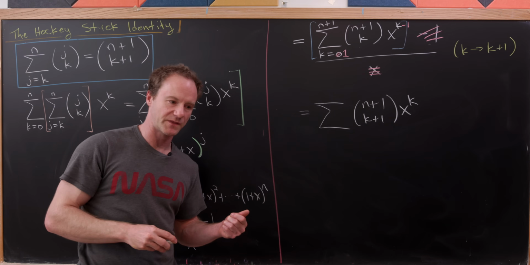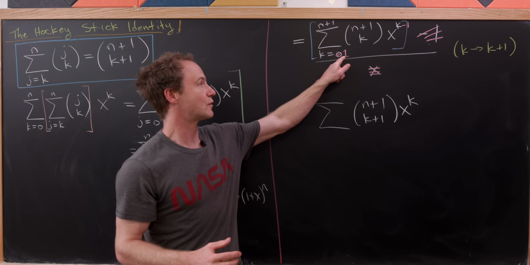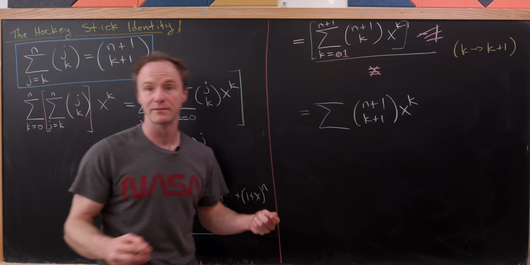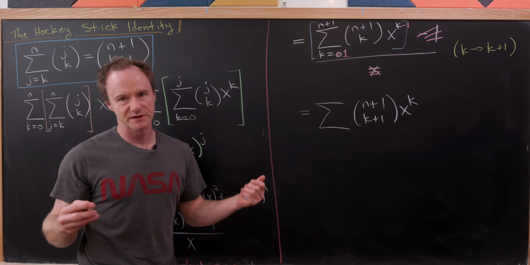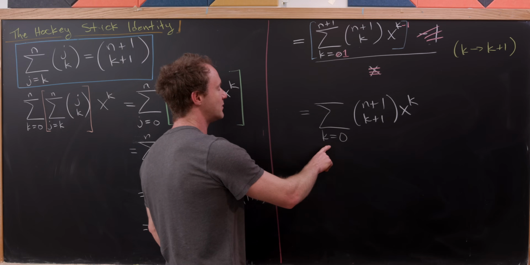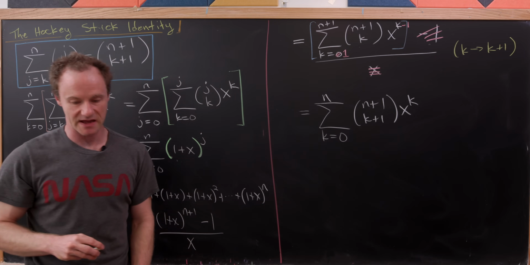Now, what about the bounds of summation? Let's observe that if k equals 1 and we've exchanged k for k plus 1, well, we have k plus 1 equals 1. But k plus 1 equals 1 exactly when k is equal to 0. Then notice that the upper bound is similarly going to change to n.